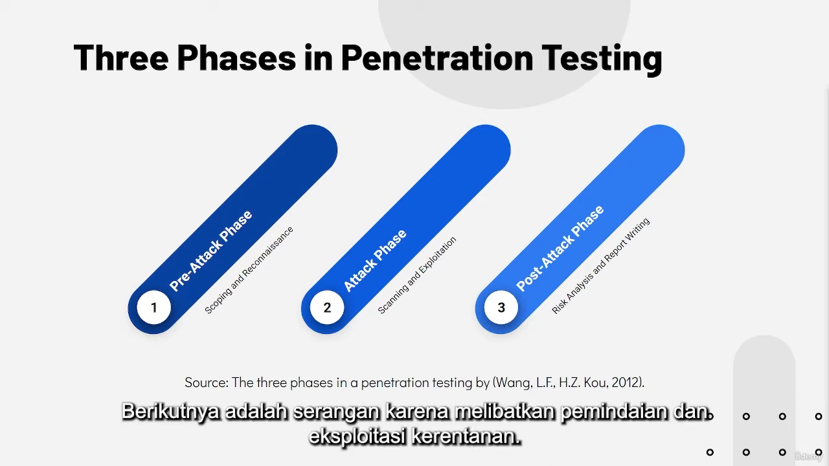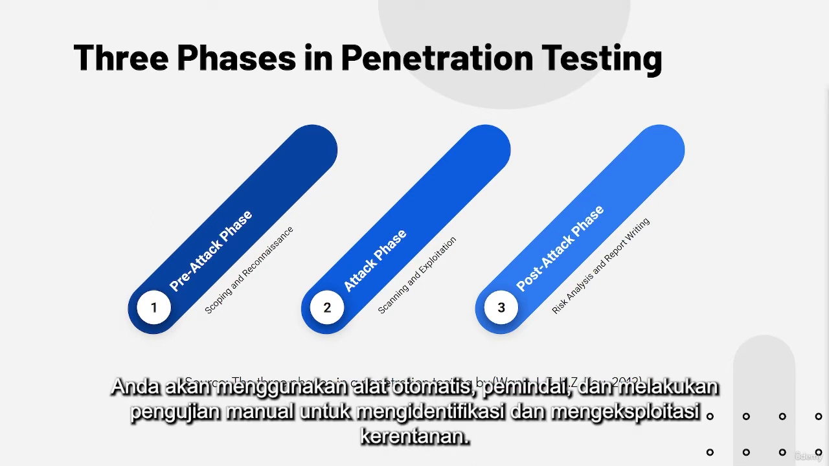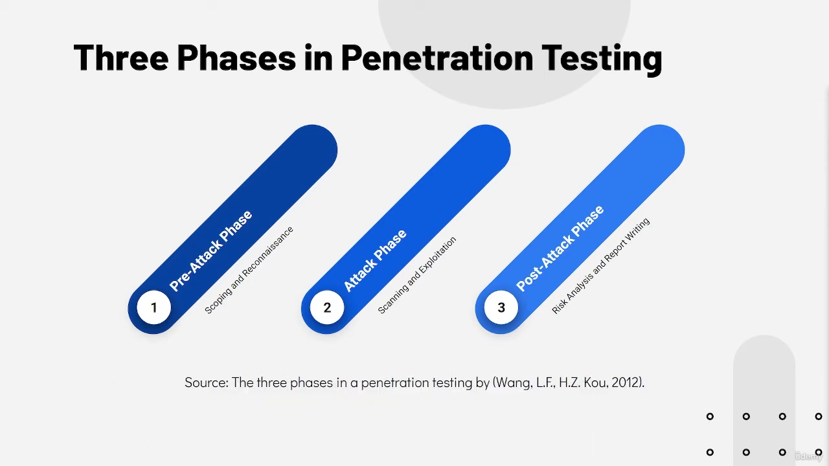Next one is the attack phase. It involves the scanning and exploitation of vulnerabilities. This phase focuses on the active part of the penetration testing. You will use automated tools, scanners, and perform manual testing to identify and exploit vulnerabilities.